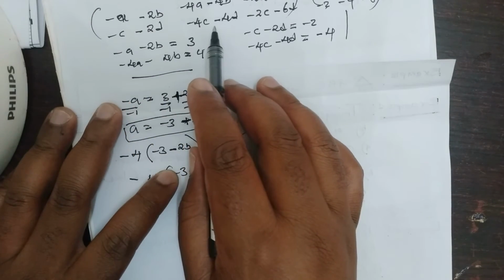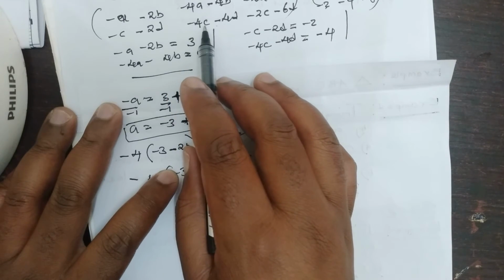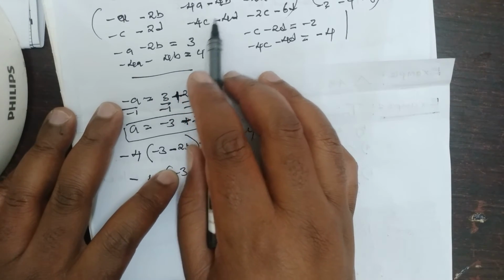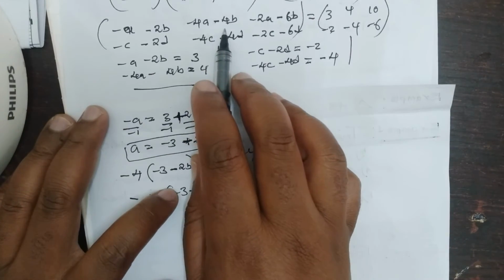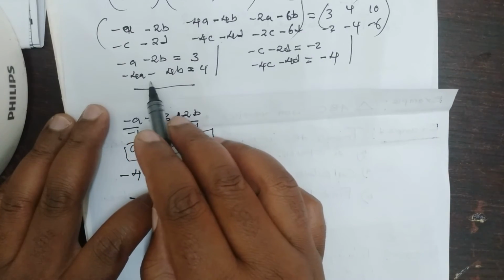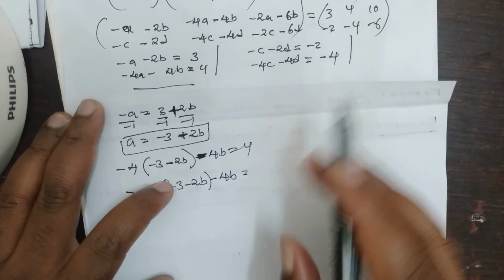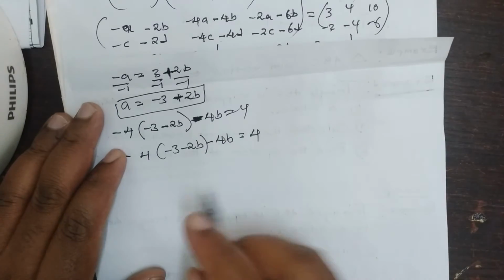Let me pick it from here. Take note again, this is negative 4a minus 4b. This is why we got it. Negative 4a minus 4b is equal to 4. Negative 4a minus 4b, so we are okay. So this should be equated to what? 4.